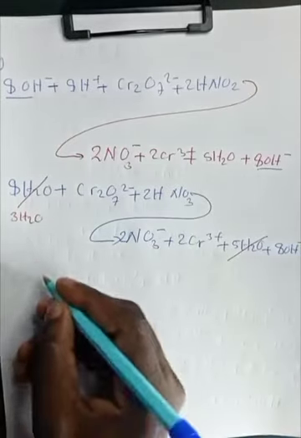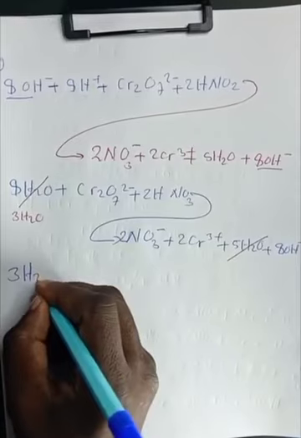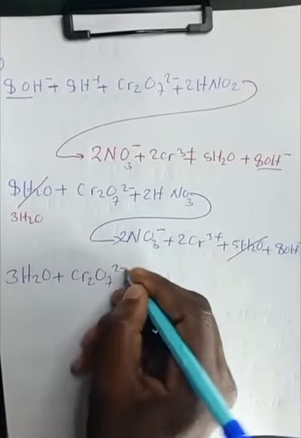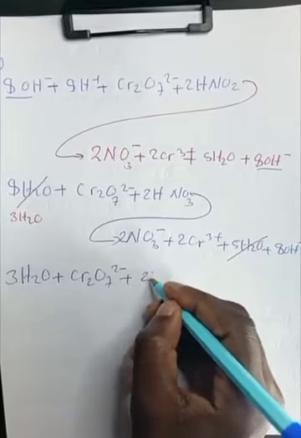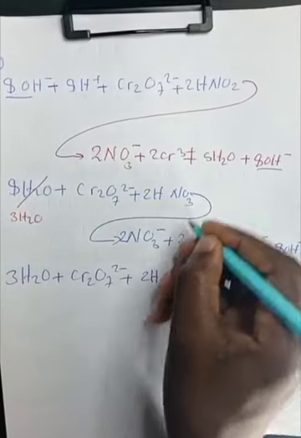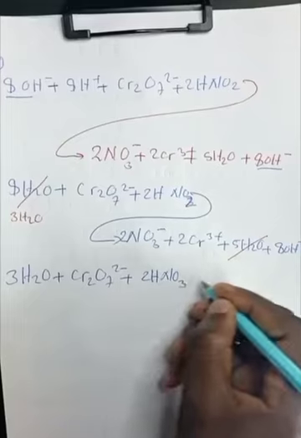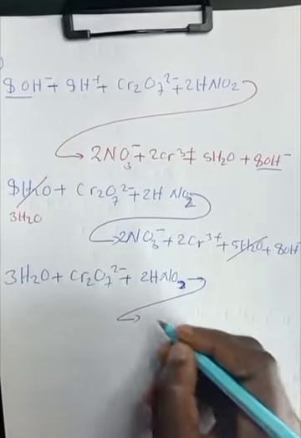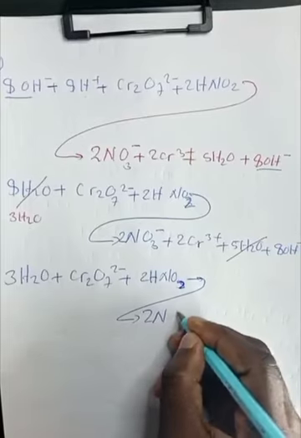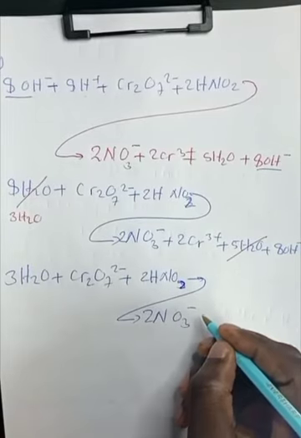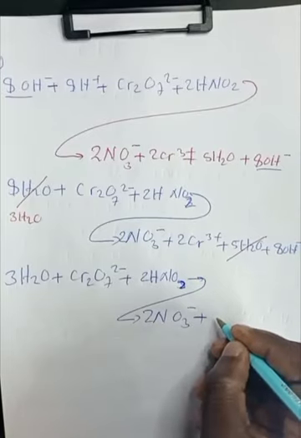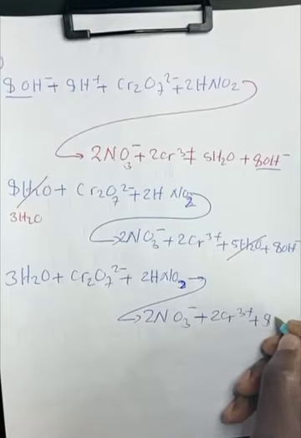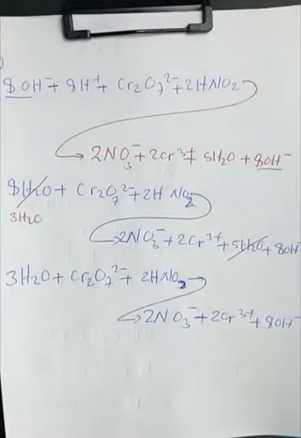Now summarize back the reaction. So this is 3H2O plus Cr2O7 2 minus plus 2HNO2. So this is 2, 3 here or 2 here. Okay, 2. We are getting, because of space, we can do that, 2NO3 minus. Then this is plus 2Cr3 plus, then plus 8 hydroxide ion.